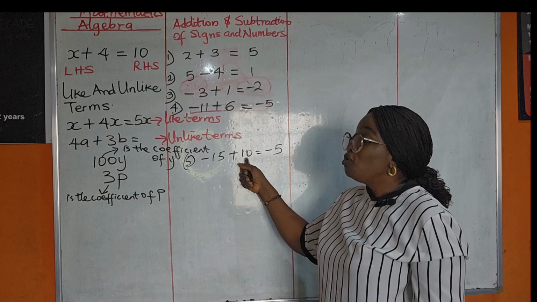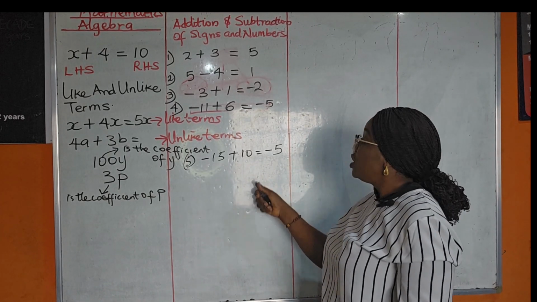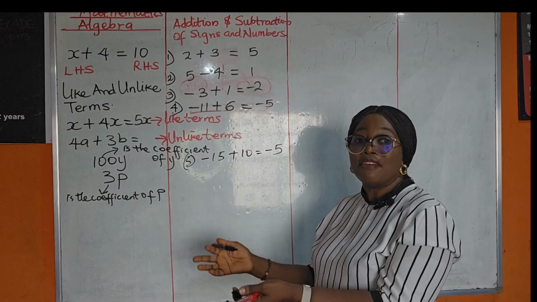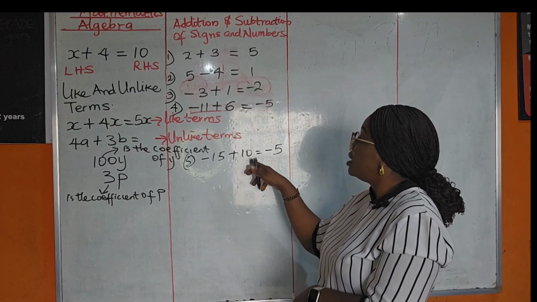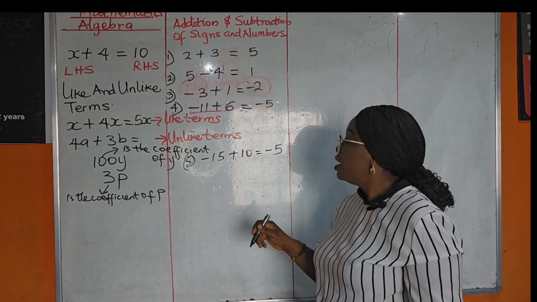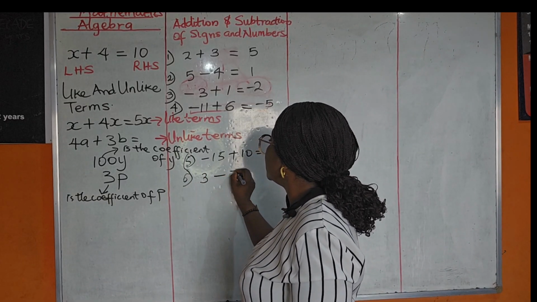Because if you have 10 naira and you're owing 15 naira, if you give out the whole 10 naira you have, you're still going to be owing. And then you simply minus 15 minus 10 gives you what? 5. The same thing too, if you have something like this, 3 minus 7.